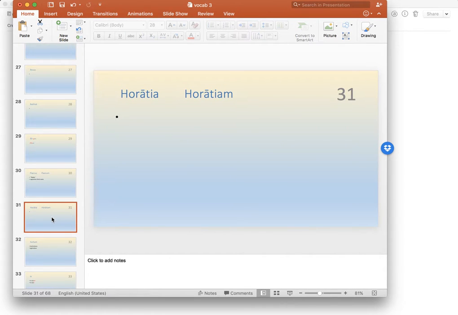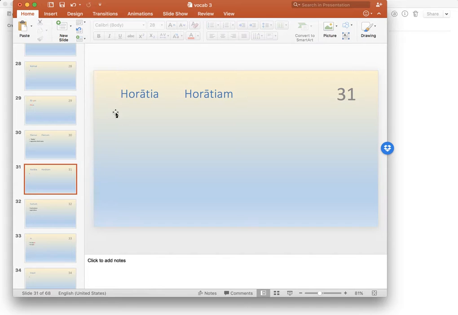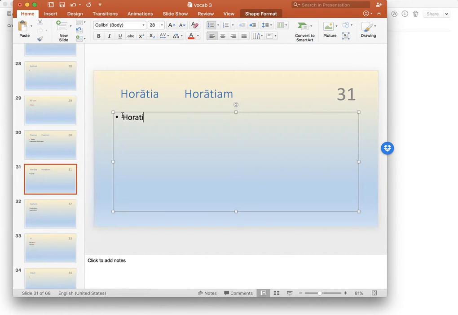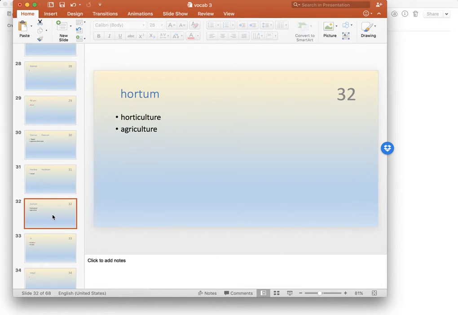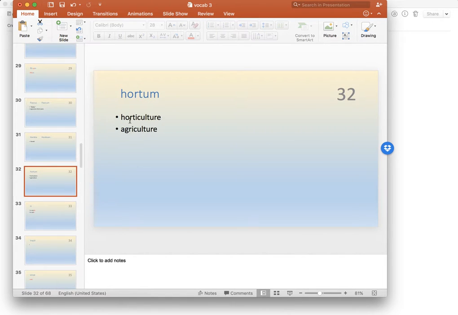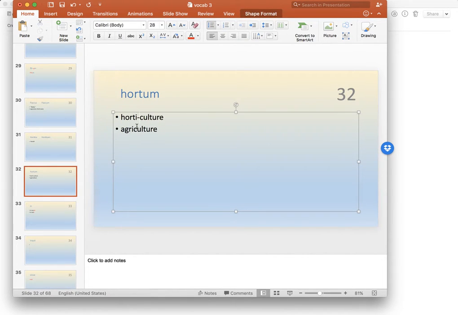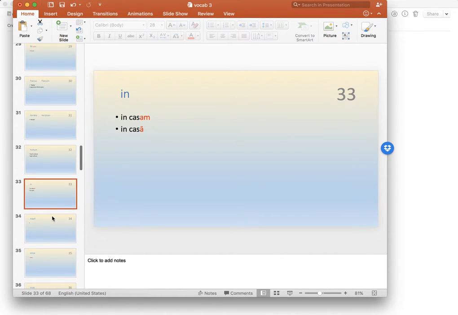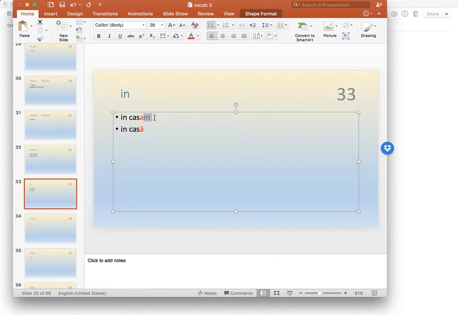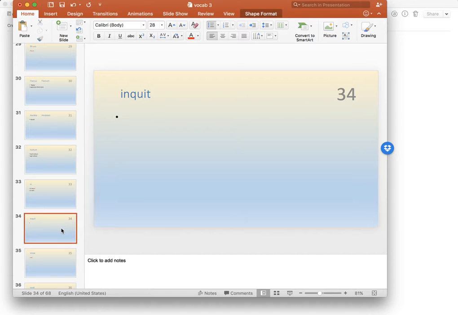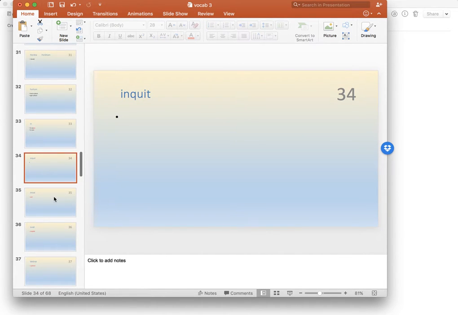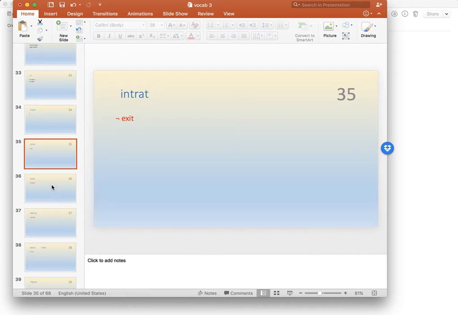Horatia, the female version of the family name. The family are the Horatii. And the feminine version for one of them is Horatia. Hortum, it's a garden, so horticulture is gardening, whereas agriculture is farming. In can either mean into, if the word after it ends in M, or inside, in the house. Inquit, he says. Intrat, he enters, or she enters.